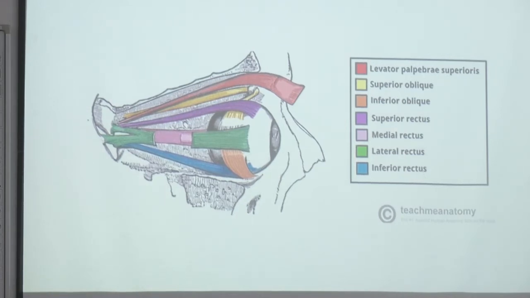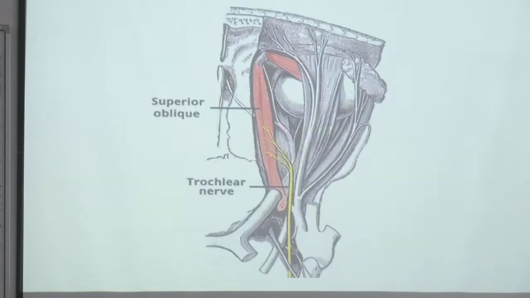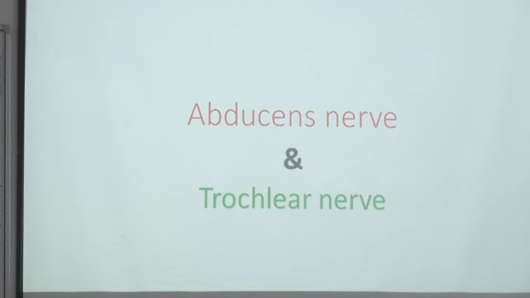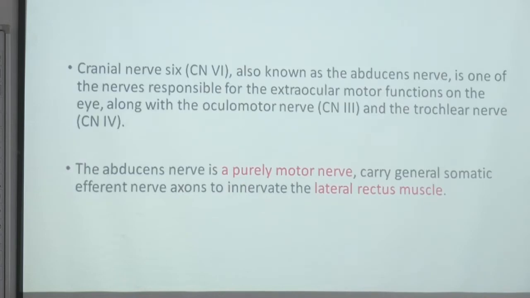To move these four sets of muscles, we have a couple of nerves supplying them: the third, fourth and sixth cranial nerves. They divide among themselves the supply to these muscles to make the movement of the eyeball. The third cranial nerve is already covered, so we are starting with the fourth and sixth. We will start with the sixth cranial nerve first, and then the fourth.